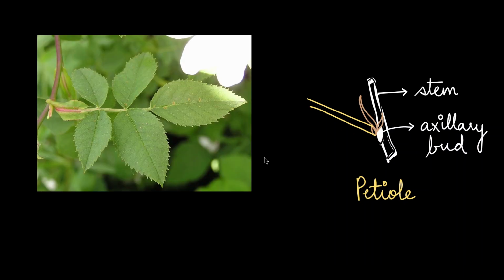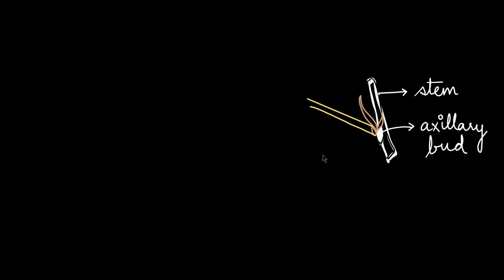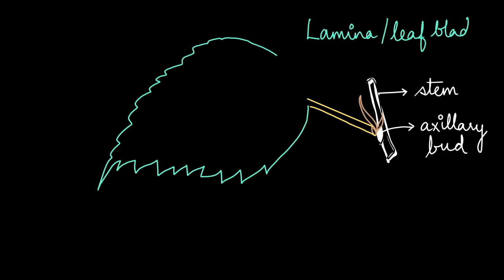Some leaves don't have a petiole and the leaves are directly attached to the stem or the branch in this case. And such leaves are called sessile leaves. So when leaves don't have a petiole, they are sessile. And the last most important part of the leaf, which is responsible for the survival of the whole plant, is the lamina or the leaf blade. So, this is the flat green part of the leaf.